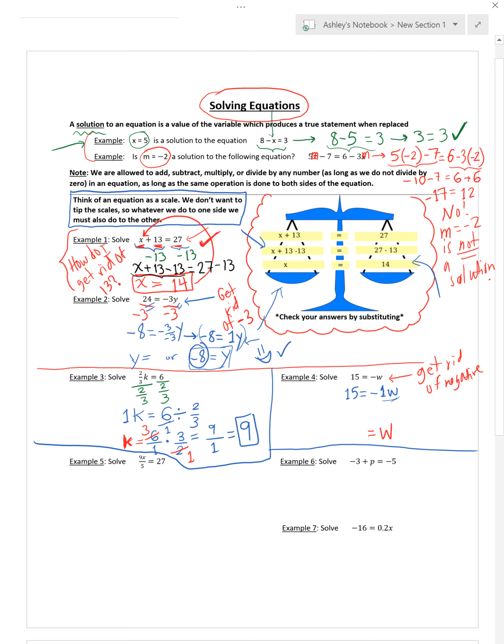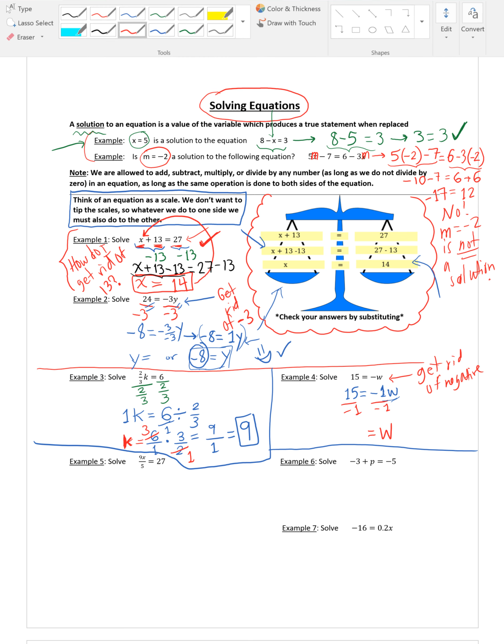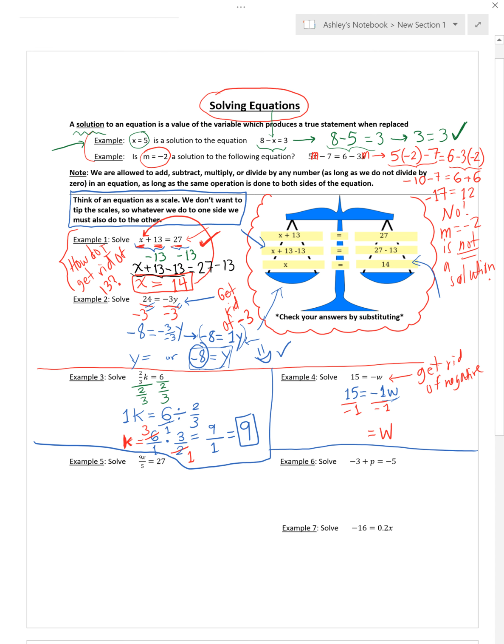Now it's clear what to do, because now I can see I have a negative 1 multiplied by w. So to get rid of it, I'm going to divide by negative 1. That makes it a lot more clear. Let's see. So when I divide, 15 divided by negative 1 is negative 15. And over on the right side, you have negative 1 over negative 1. That's 1. But 1 times a variable is that variable. So I think we're done.